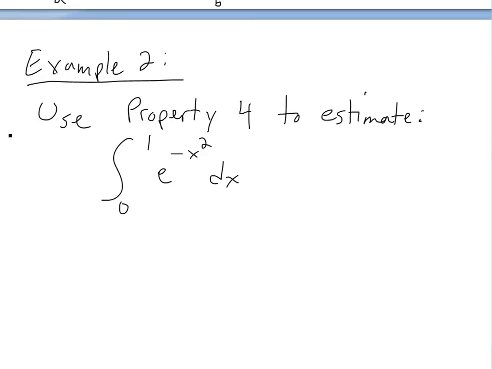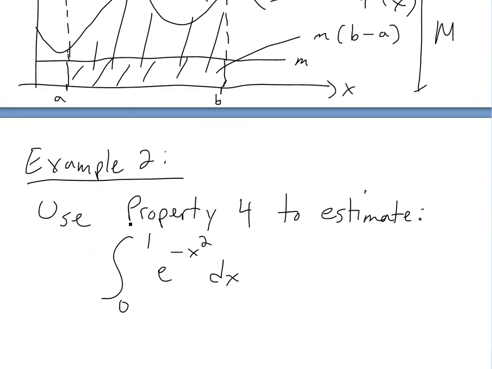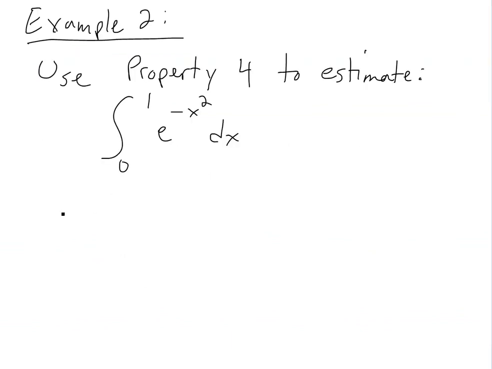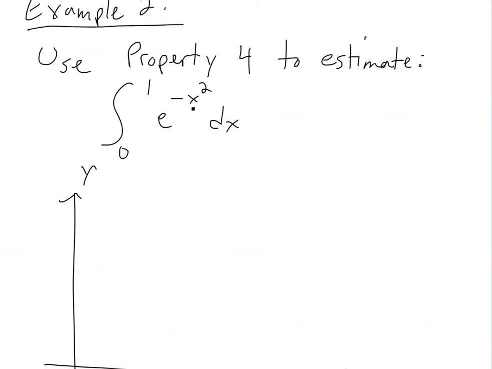Okay, so now this brings us to the last part of this video. Just an example 2 here. We're going to use property 4 to estimate the integral from 0 to 1 of e to the negative x squared here. So if we graph it out from 0 to 1 here, this function is decreasing because it's to the power of negative x squared. So if you put, let's say, infinity, you're going to get e to the power of negative infinity. That goes to 0, and etc.